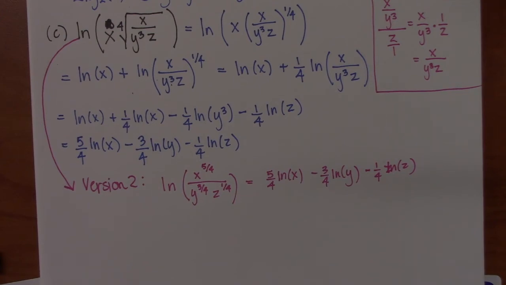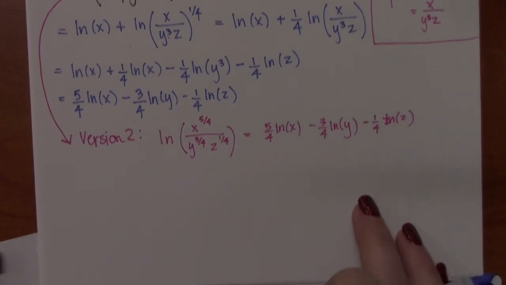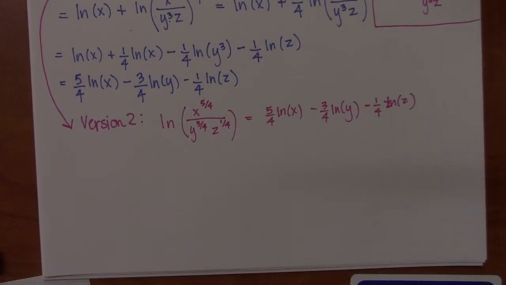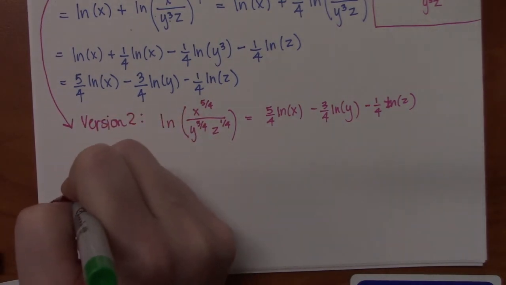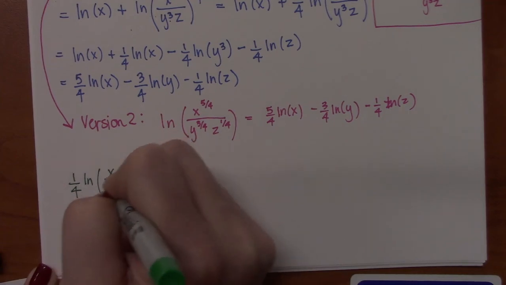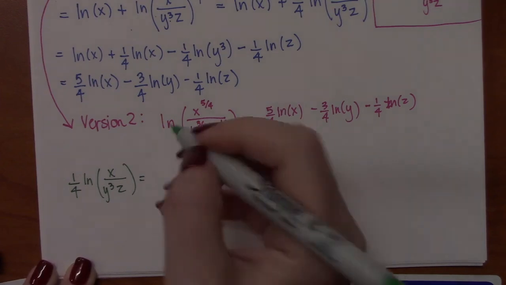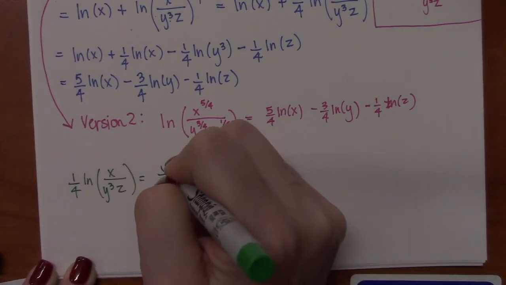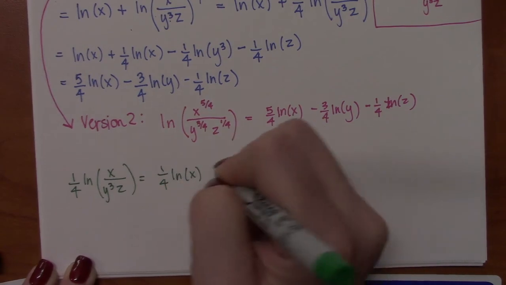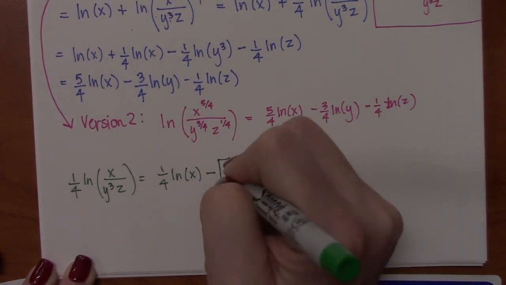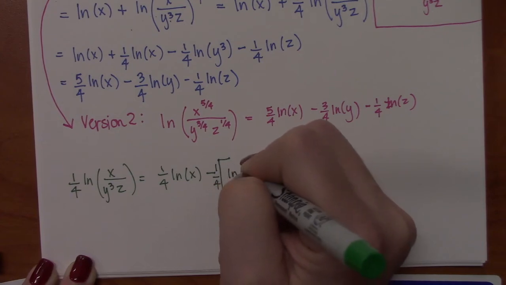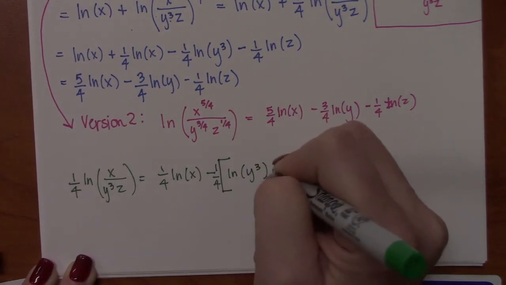So did everybody understand what she's saying? So she was saying that if you had, right, 1/4 natural log of x over y cubed z, and you didn't see that it was a minus and a minus, what you could do as well is you could say, well, this is 1/4 natural log of the numerator minus, there'd still be a 1/4 here, natural log of, right, the denominator.